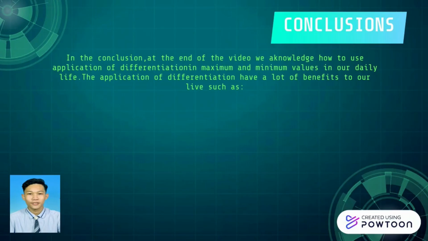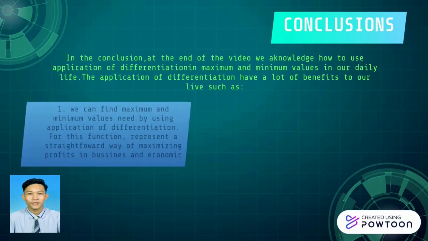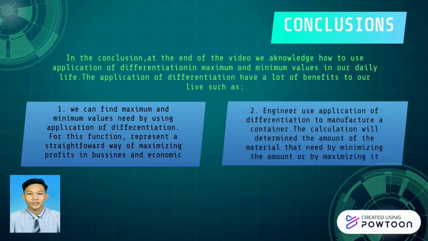Conclusion. At the end of the video, we acknowledge how to use the application of differentiation, maximum and minimum values in our daily life. The application of differentiation has a lot of benefits to our life. We can find the maximum and minimum values needed by using the application of differentiation. This function represents a straightforward way of maximizing profits in business and economics. Engineers use the application of differentiation to manufacture a container. The calculation will determine the amount of material needed, by minimizing or maximizing it.